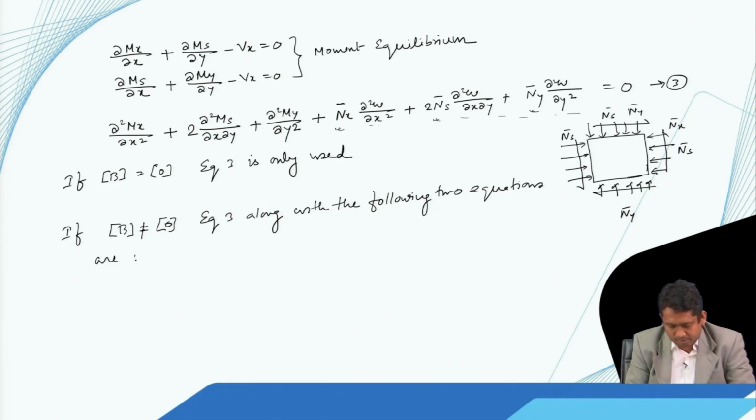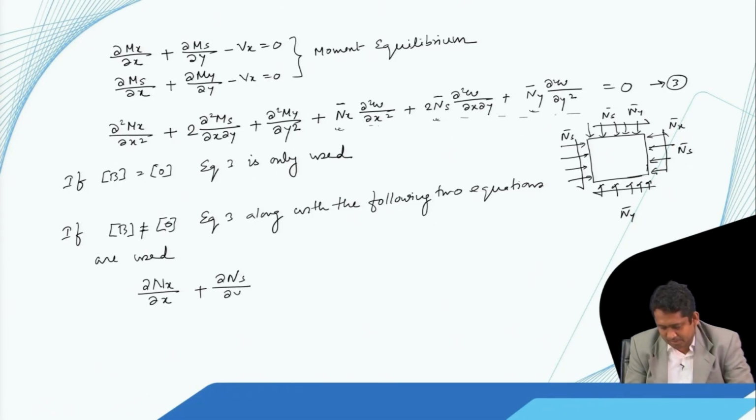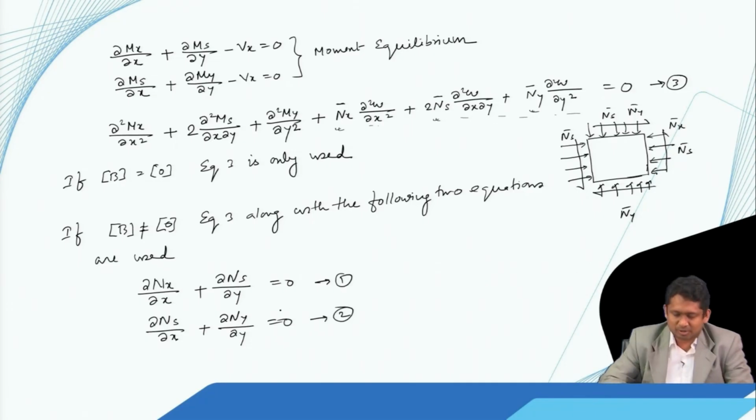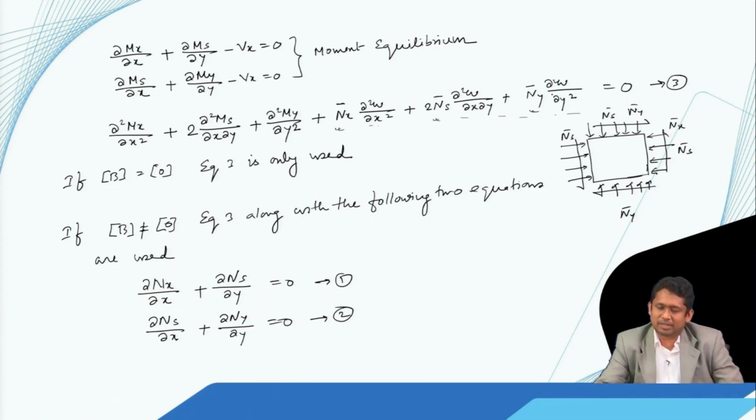are used for studying buckling, and those two equations are just in plane equilibrium equations, and those equations we already know: del Nx by del x plus del Ns by del y equal to 0, and del Ns by del x plus del Ny by del y equal to 0, and let's call them equation number 1, 2 and 3. So if the B matrix is 0, we can use only equation number 3 for studying buckling, and if the B matrix is non-zero, if there is a coupling between in plane and out of plane terms, then we have to use equation number 1, 2 along with equation number 3.